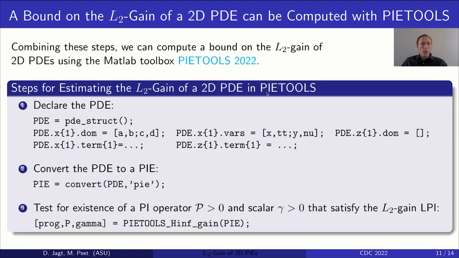Now we've incorporated this entire approach into the MATLAB toolbox PIETOOLS, allowing us to test a bound on the L2 gain in 3 steps. In particular, first we declare the PDE as a PDE structure. Then we convert the PDE to an equivalent partial integral equation by simply calling convert. And then we solve the L2 gain LPI by calling the appropriate executive function, returning a value of gamma that is an upper bound on the L2 gain of our system.